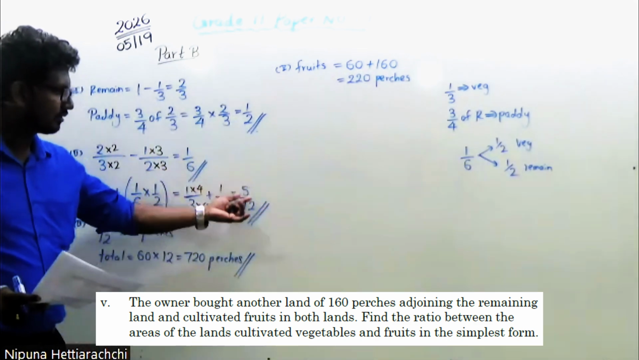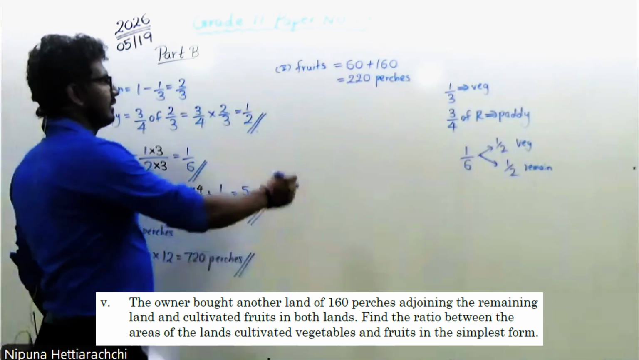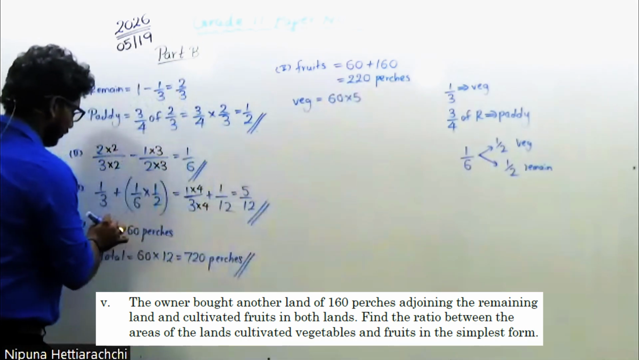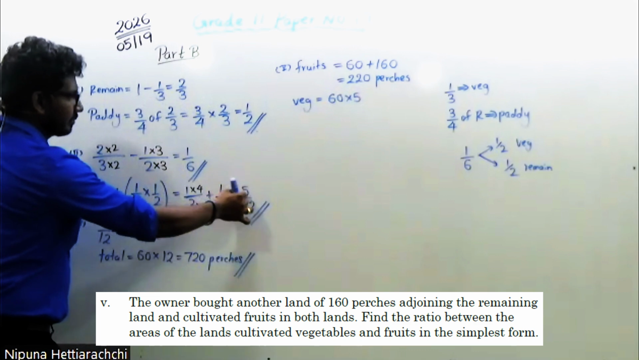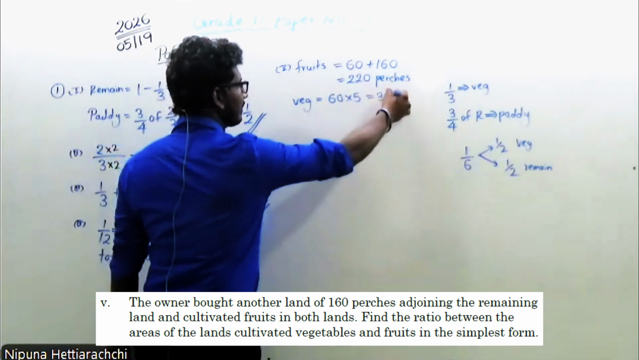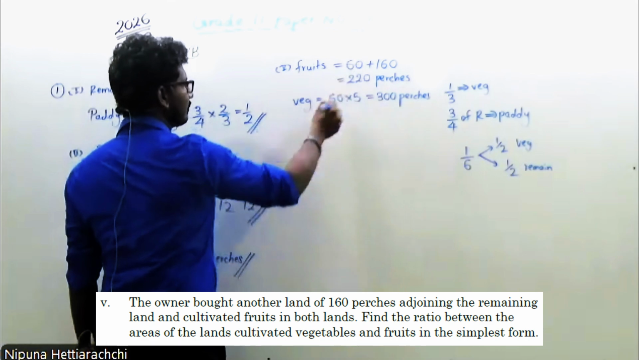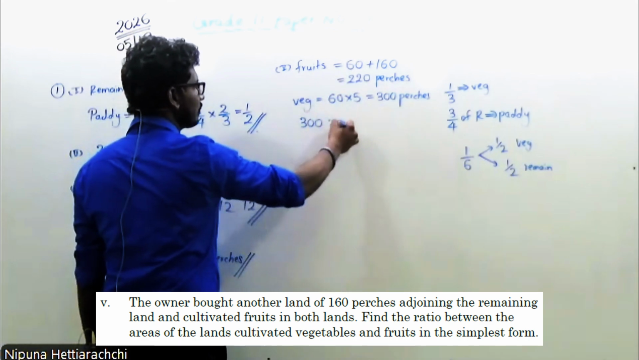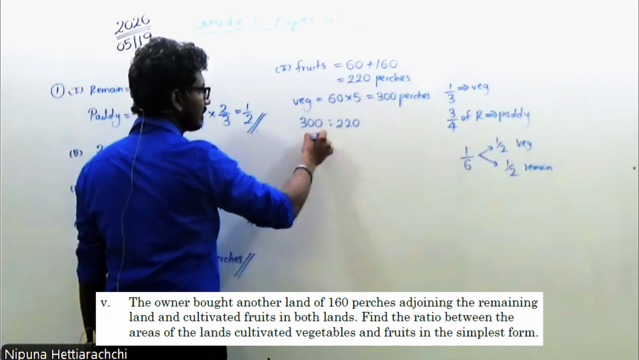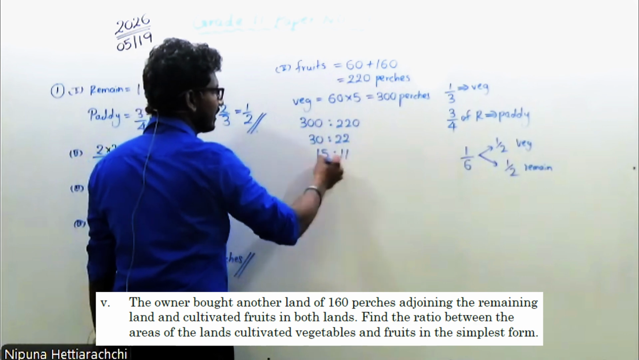Total vegetable portion is 5 out of 12. 1/12 portion is equal to 60 perches. Then vegetables become 60 times 5, because one portion is 60. Vegetable has been cultivated in 5 out of 12, 5 portions. That means 300 perches. Then they're asking about the ratio, 300 is to 220. Write vegetables first, vegetables to fruits. Cutting 0 and 0, 30 is to 22. Divide by 2. 15 is to 11.